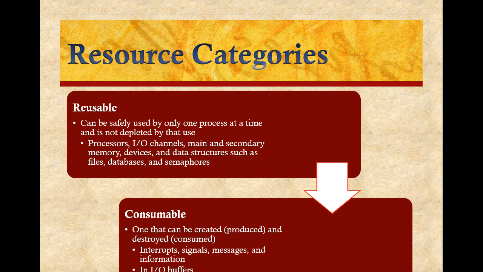So before looking at deadlock, we look at the resource categories. We have two types. One is reusable, the other is consumable. Reusable is that which can be safely used by one process at a time and is not depleted by that use. For example, we have processors, IO channels, main and secondary memories, devices, and data structures such as files, databases, and semaphores. Consumable means one that can be created, produced, and destroyed. We have interrupts, signals, messages, information, and input-output buffers.